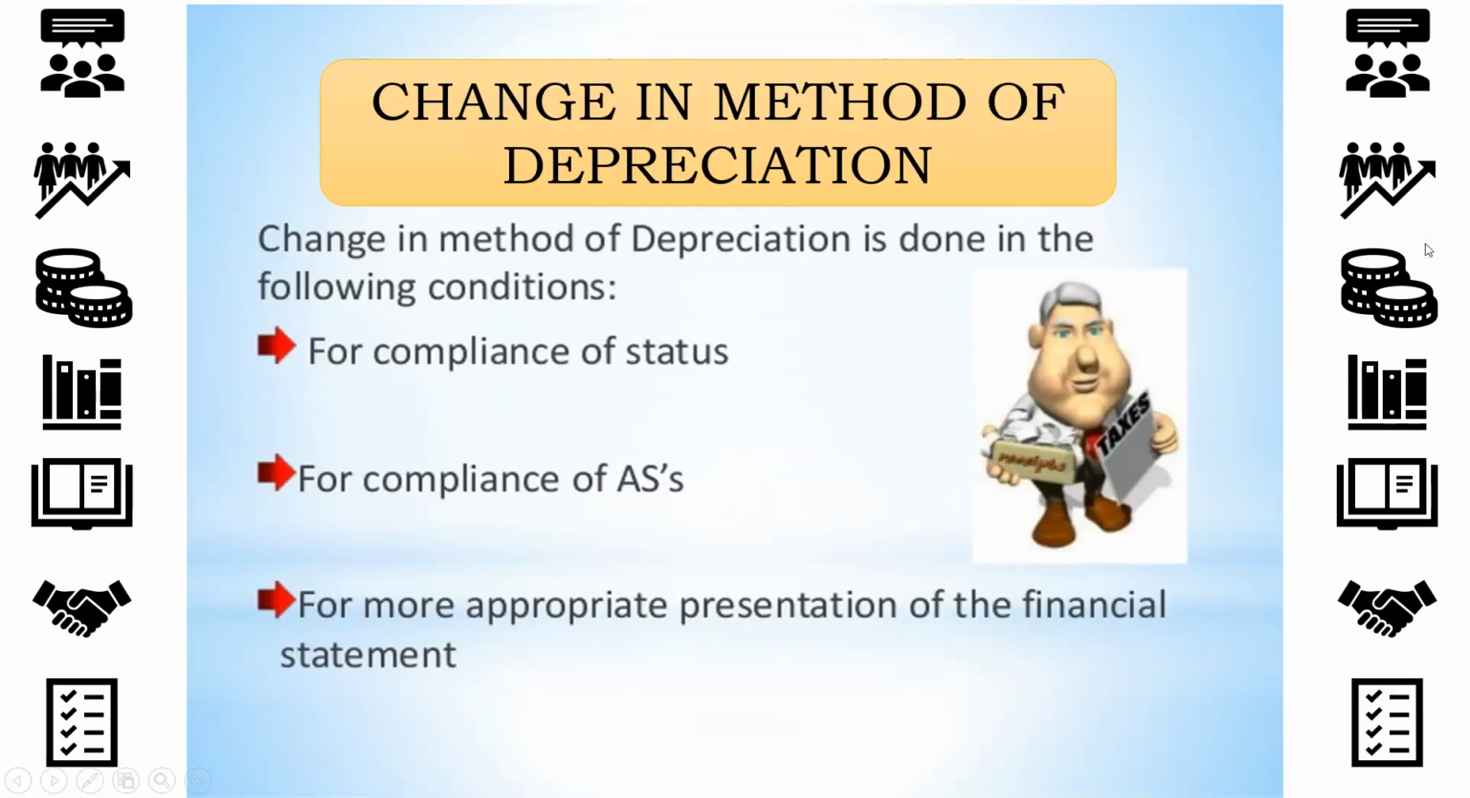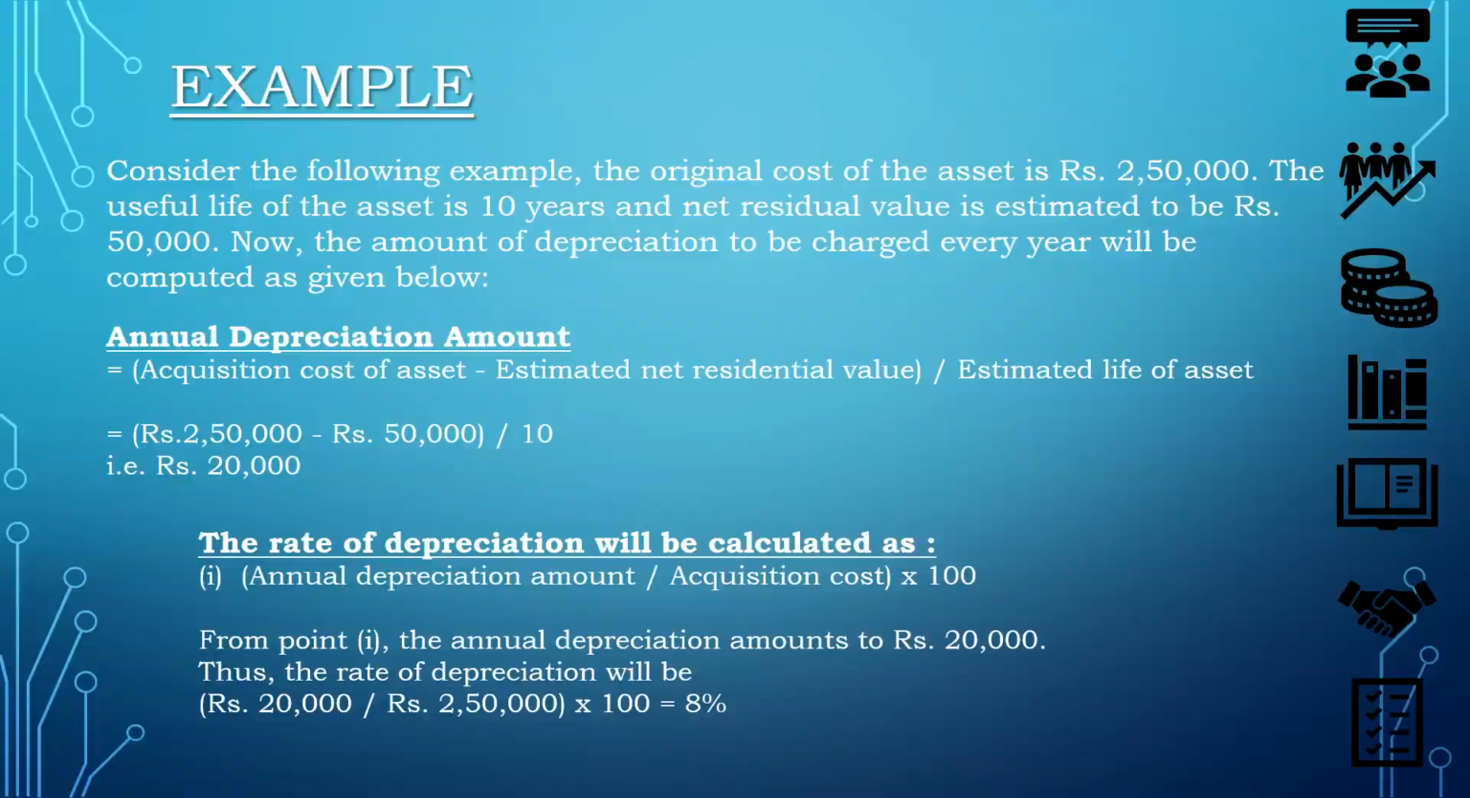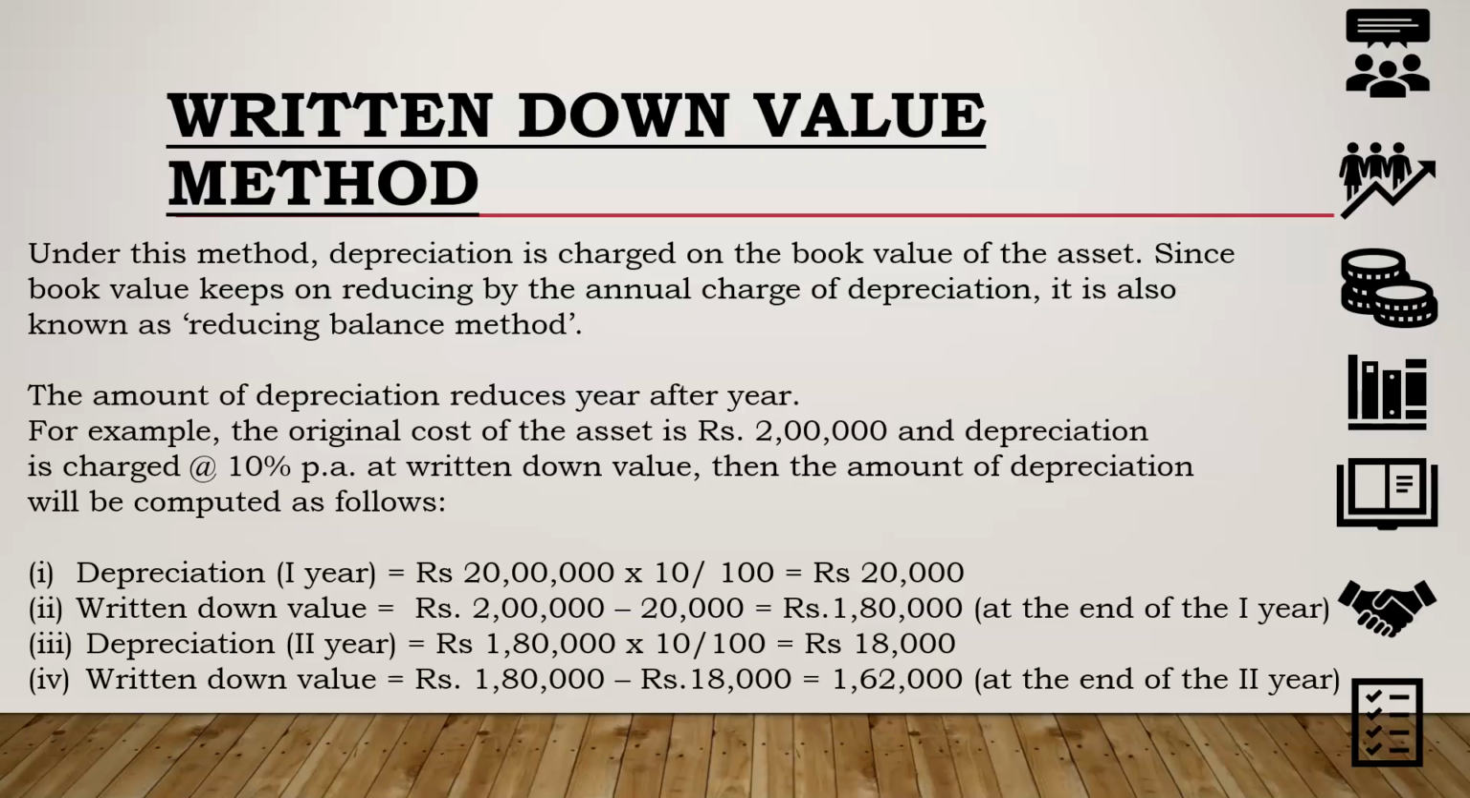Now, change in the method of depreciation. We can change the method of depreciation on the following conditions. That means we cannot suo moto, or ourselves, change the method of depreciation that we employ. Say, for example, if we are maintaining our books of accounts with the help of the straight line method, then we have to employ that on a yearly basis. That means it is not possible for us to employ the straight line method for 1 year and for the next year we come to the written down value method.